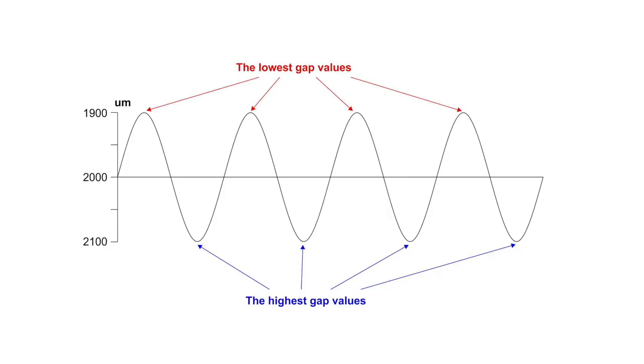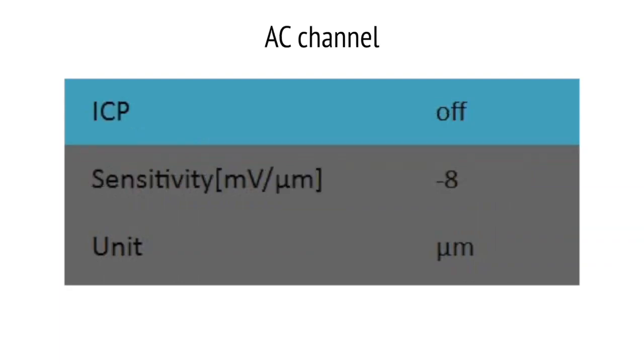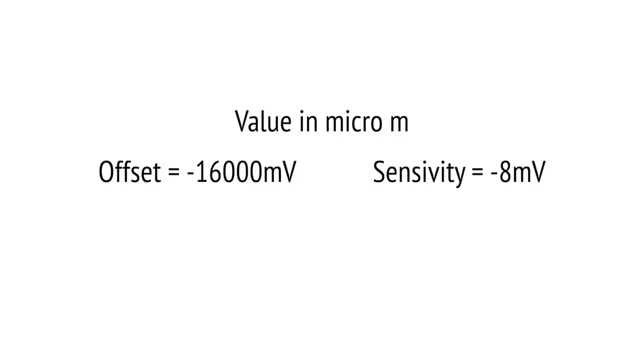Sensitivity of the sensor which we use is 8 mV per micron, and the zero position of sensor is 2 mm from the shaft. Then we need to set these values. The sensitivity and offset for DC channel. The 16,000 mV is the voltage which corresponds to 2 mm gap. And just the sensitivity for AC channel. Don't forget to switch ICP off. You could destroy the buffered output with ICP on. This is the math formula which is used for recalculation.